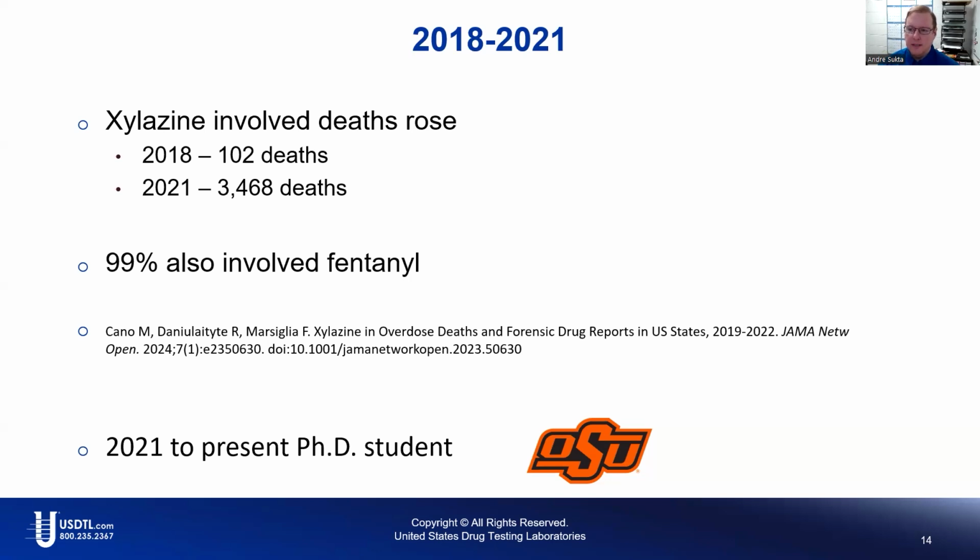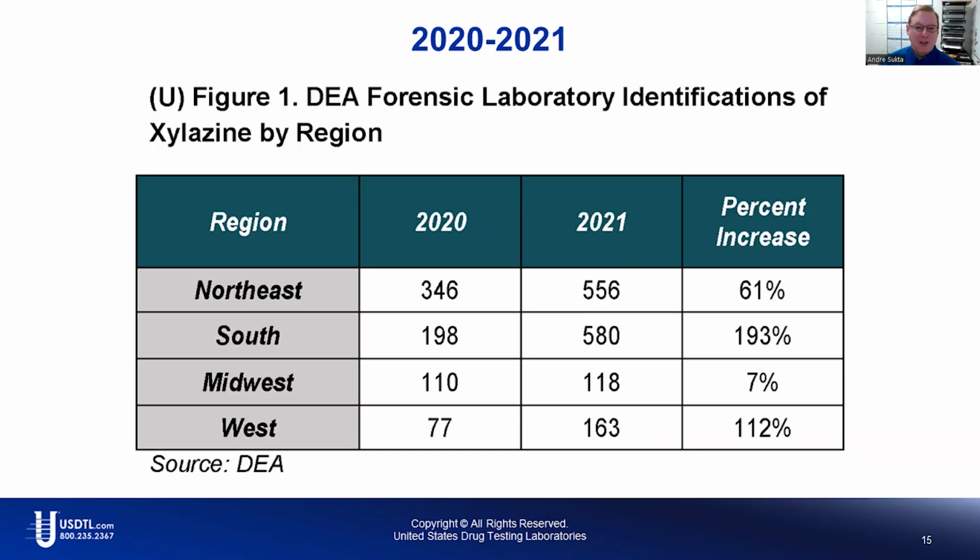Also during this time, as I said, there's a little bit about my career in here. This is when I started my PhD, and I'm still working on it. And xylazine is actually my PhD topic. So this is all very well related together. In 2020 and 2021, we see the DEA forensic laboratories start identifying xylazine in different regions. And we can see that in general, we are seeing a huge increase in the number of identifications of xylazine from just that one year, anywhere from 7% to almost 200% in the South.